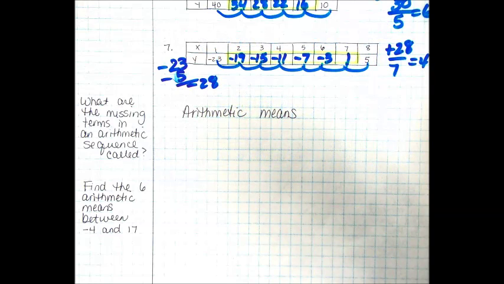Well, what have we been doing? What we've been doing is finding the arithmetic means. Those are the missing terms in an arithmetic sequence. They are called, again, arithmetic means.